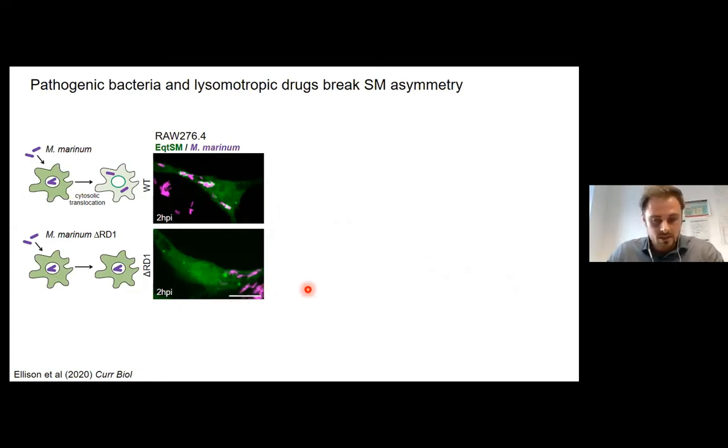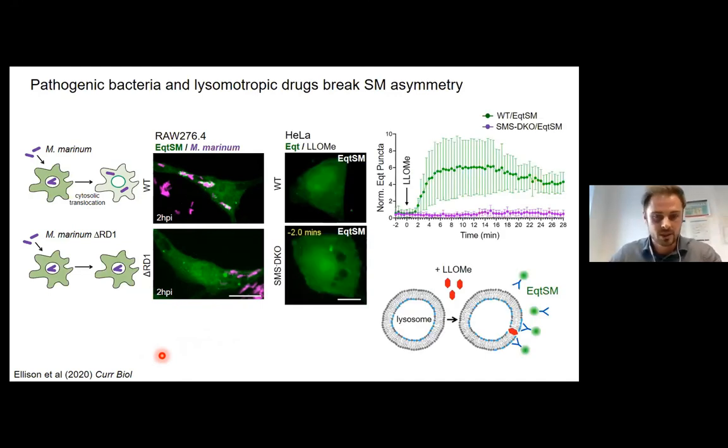Importantly, this is also in line with the study published earlier this year by the group of Felix Randow in Current Biology, where they used another sphingomyelin recognizing probe and another set of pathogens. Then another way to break the sphingomyelin asymmetry is through the use of lysosomotropic drugs, such as LLOMe here, which permeabilize acidic compartments, such as lysosomes or late endosomes.